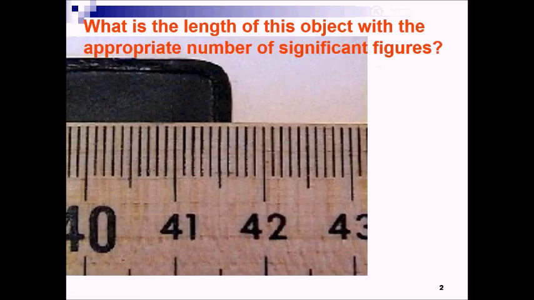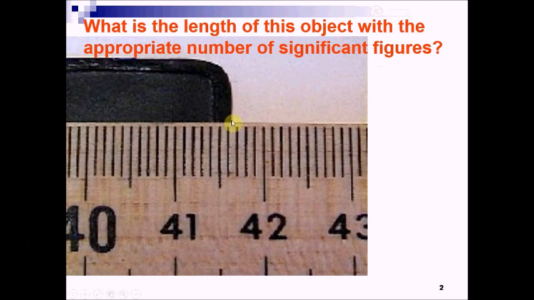Okay, so what is the length of this object with the appropriate number of significant figures? How you determine this is you've got to realize that the last digit you record is always a guess. So I can tell that this is between 41 and 42. This looks like a meter stick. Always know that that slightly longer division in between has got to be halfway. So that's 41.5 right there. And it looks like it's another tick mark past, so that's going to be 41.6.